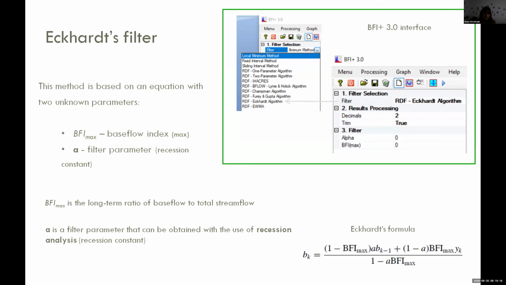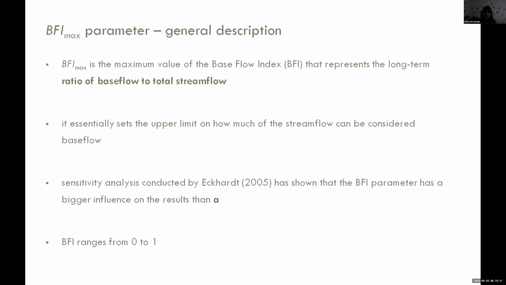Eckhart proposed a formula for this baseflow calculation method. So the BFI max parameter is the maximum value of the baseflow index, and it represents the long-term ratio of baseflow to total stream flow, and it sets the upper limit on how much of the stream flow can be considered baseflow. And Eckhart conducted an analysis that showed that the BFI parameter has a bigger influence on the results than the other parameter, alpha, and it ranges from 0 to 1.